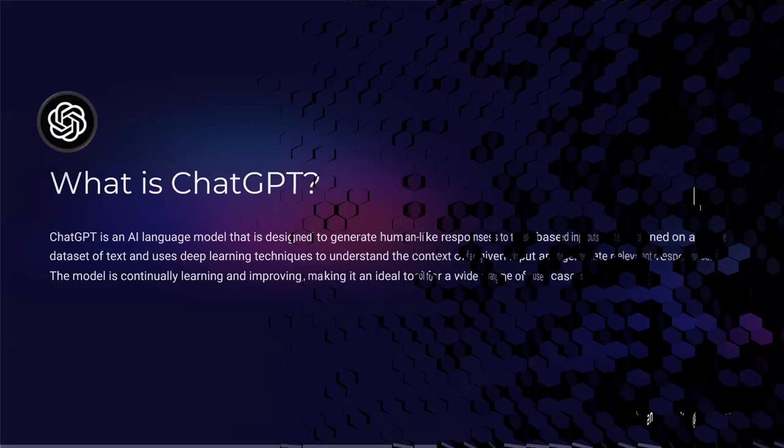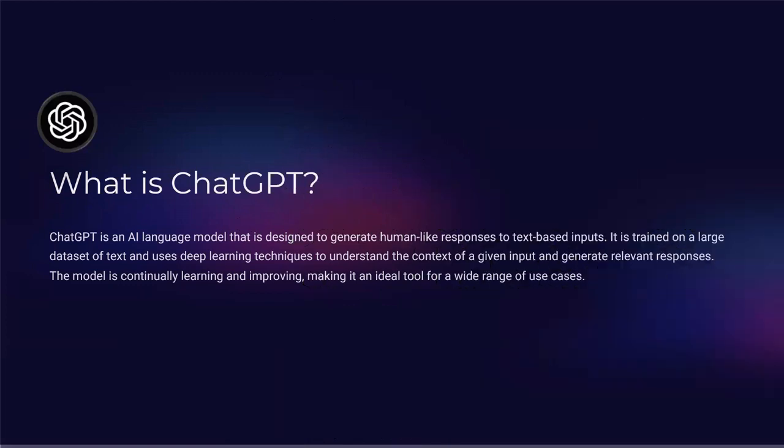Before we start, what is ChatGPT? ChatGPT is an AI language model that is designed to generate human-like responses to text-based inputs. In very simple words, you ask questions about whatever doubts you have, and it gives the answer based on the knowledge it was trained on. ChatGPT has a large amount of training, so most of the time you will get perfect or accurate answers.